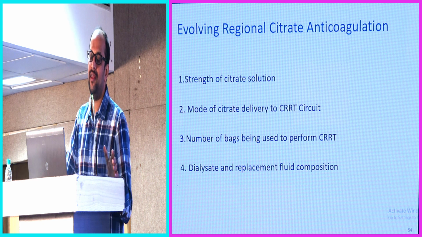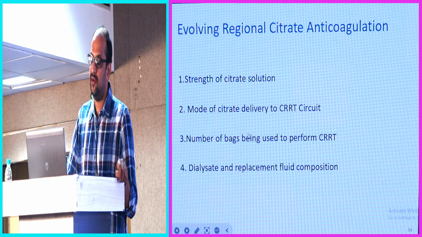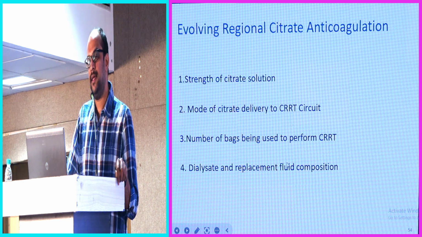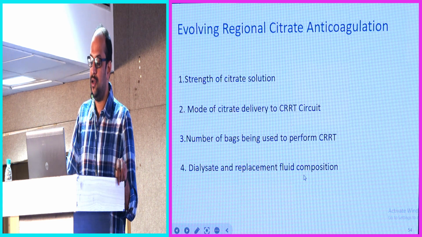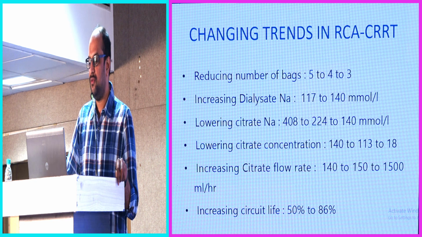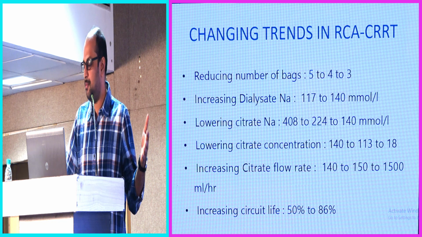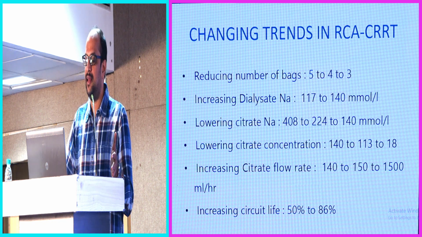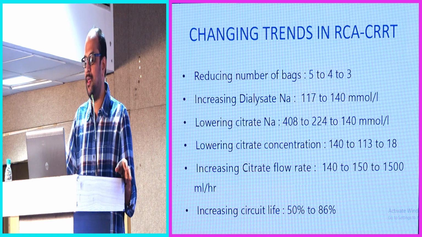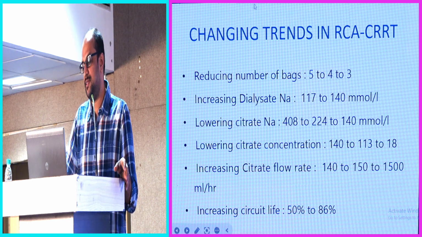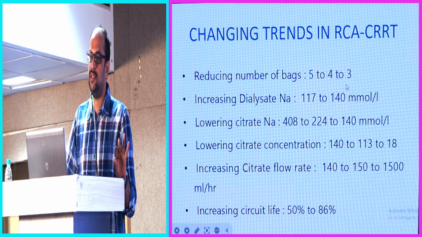So what is evolving in regional citrate anticoagulation? We need to look at the strength of the citrate solution, the mode of delivery to the CRRT circuit, the number of bags we use to perform citrate based CRRT, and the dialysate and fluid compositions. Initially, 3 decades ago, there were almost 5 bags. One bag contained calcium, another contained citrate, another was dialysate, and pre-filter, post-filter bags. Almost 5 bags were hanging in and around the machine, then it decreased to 4, and now we currently have only 3 infusions: one is citrate, one is calcium infusion, and one is the dialysate bag.